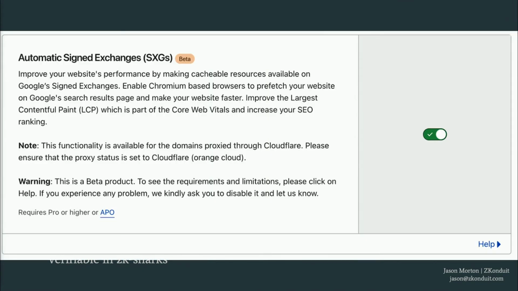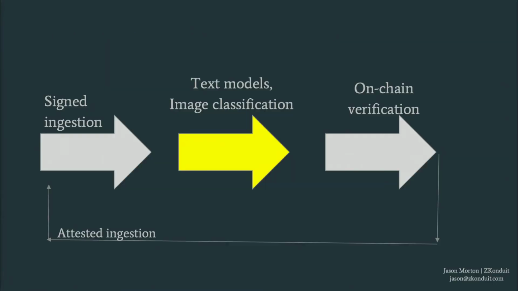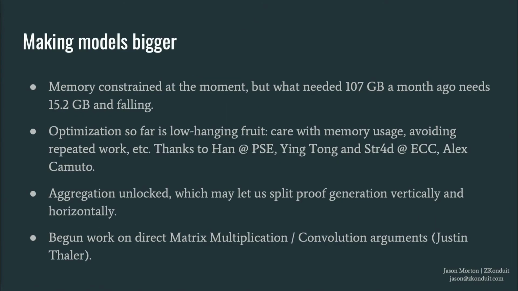So this is the Cloudflare website. If you're using Cloudflare and you pay them a lot of money, you can just click a box and your stuff will start getting signed. Please do that. A lot of people have signed up to do it. In truth, not many people are doing it yet, but they promise to soon. Okay. All right, so the middle part, the text models, image classification.